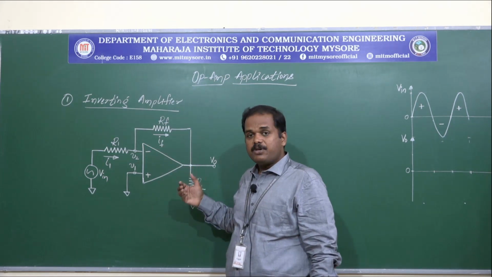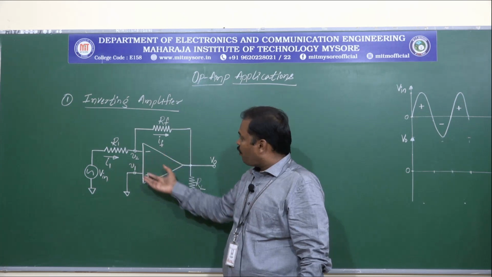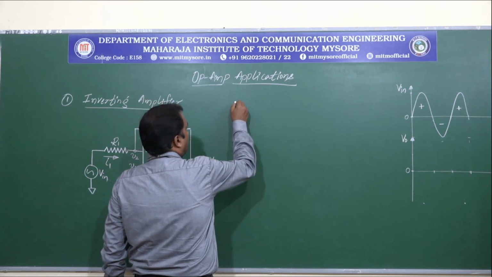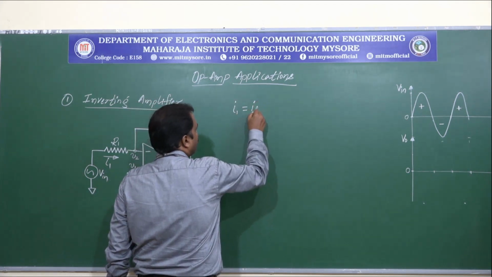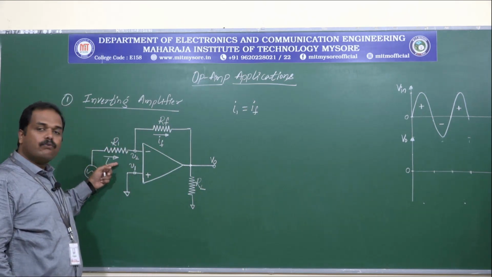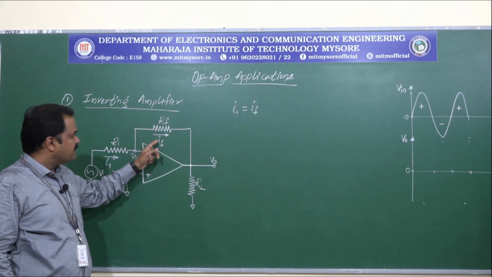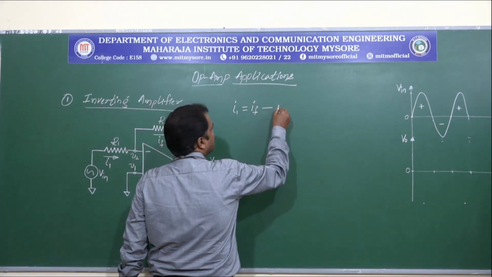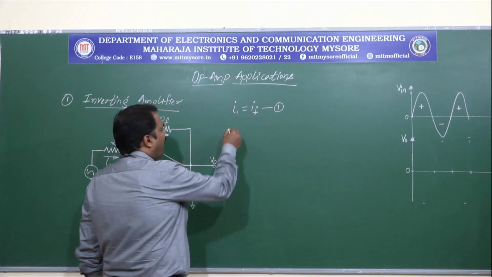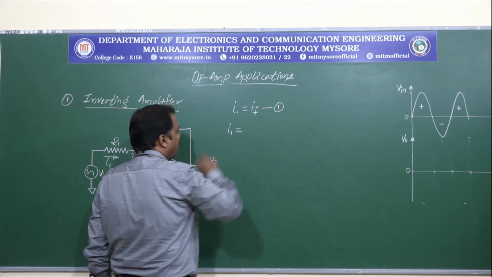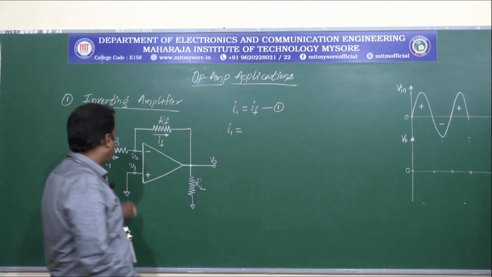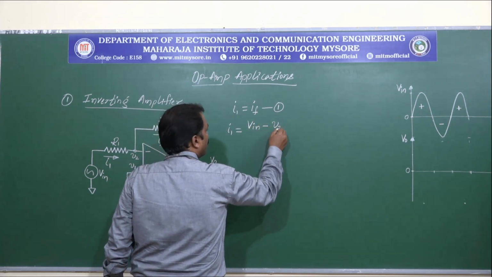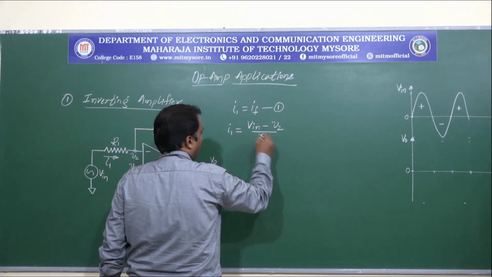Now let us derive the expression for the output voltage of this inverting amplifier. Because of KCL, we can say I1 is equal to IF. That is, the current flowing through the input element is the same as the current flowing through the feedback element. Let us call this equation 1. And I1, using Ohm's law, can be written as Vin minus V2 divided by R1.